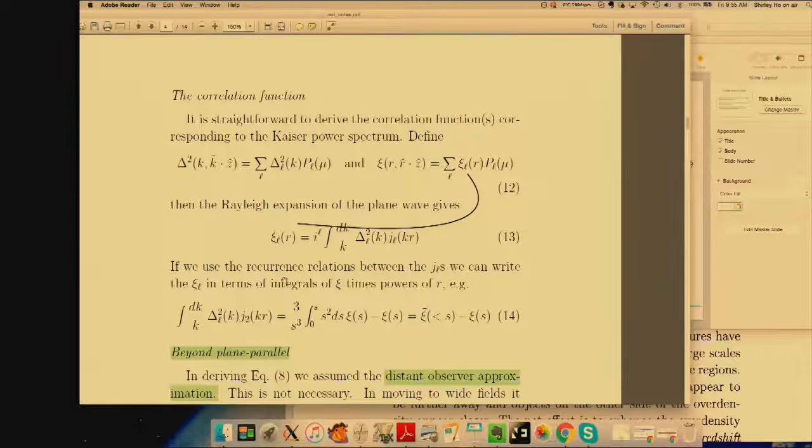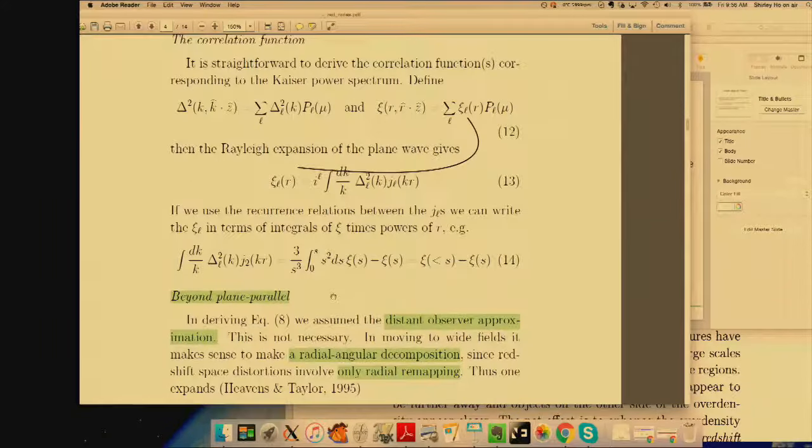It's straightforward to derive the correlation function corresponding to the Kaiser power spectrum. So you have the Legendre polynomial. I use L in my PowerPoint, which is actually P here for the Legendre polynomials, the usual way. And then you have the correlation functions on the right-hand side, and you bring it down here, which is this CFR. The Rayleigh expression is way down here, where you have the Bessel functions. Okay? If you use the correct recursion relationship, you can write it down in this particular way.